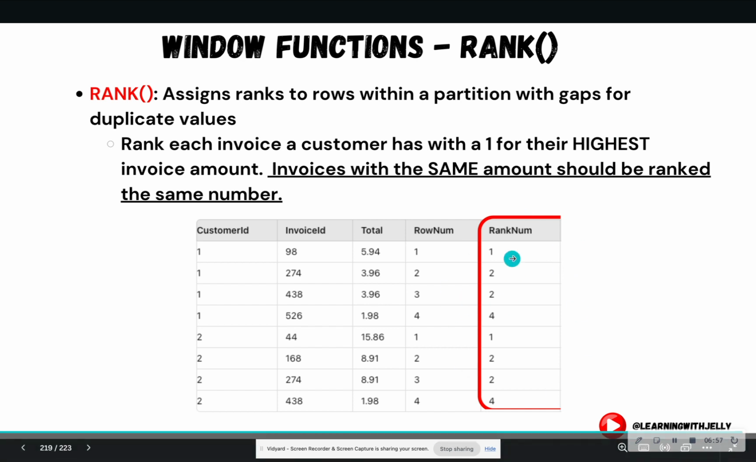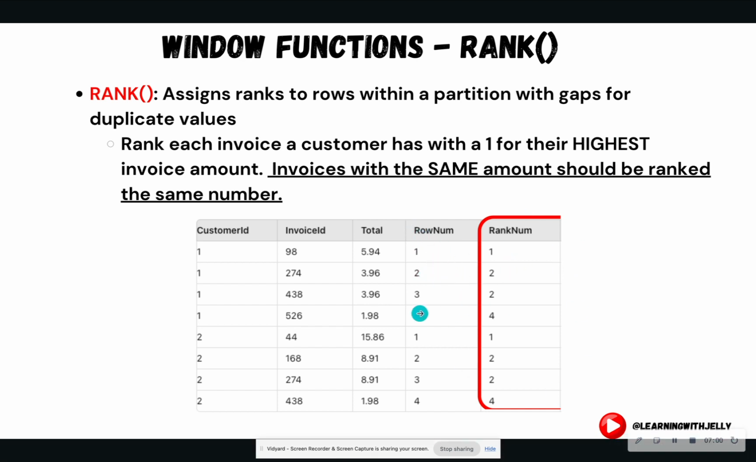So if we look at this snapshot here, we have our row number. Now, when we look at customer ID 1, we see that we have totals that are tied in this case. So they are going to be ranked the same value. But notice that the next customer one's invoice is ranked number 4 instead of ranked number 3. So it actually gaps or skips over the next number in line if it has a tie. So in this case, we have rank 1, rank 2, and then rank 4. We don't have a rank 3. And that is going to be the main difference between rank and dense rank.